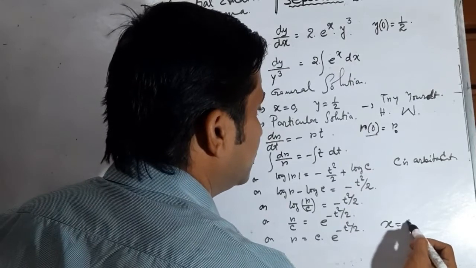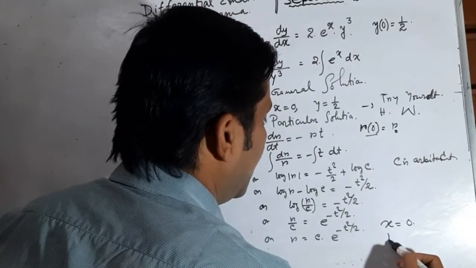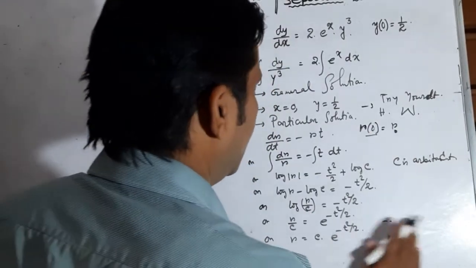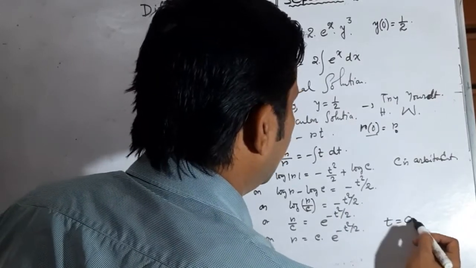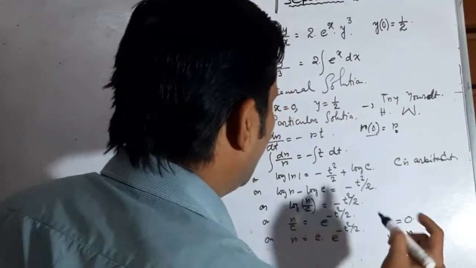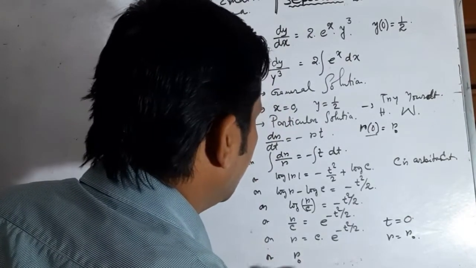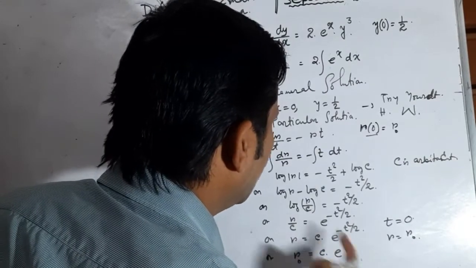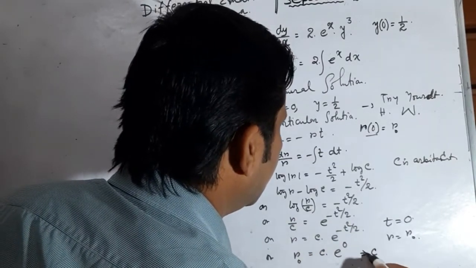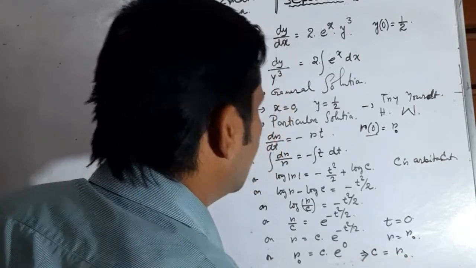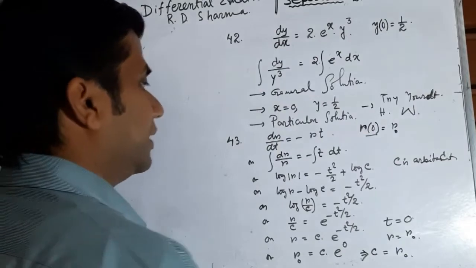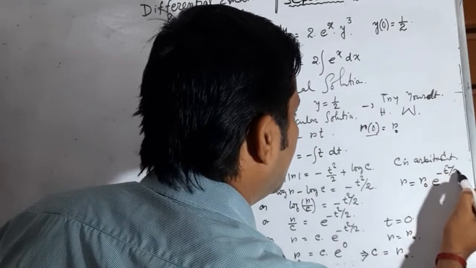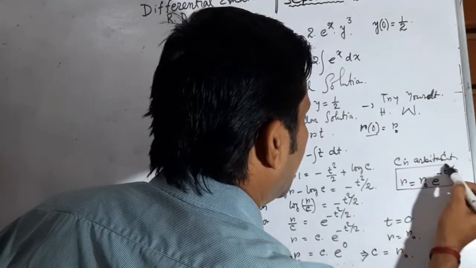Now putting t is equal to 0 and r is equal to r0, we get r0 is equal to c, and e to the power 0 means 1, which implies that c is equal to r0. So our required answer will be r is equal to r0 e to the power minus t square by 2.